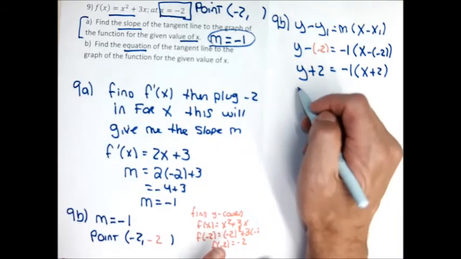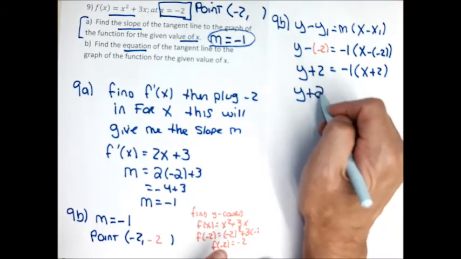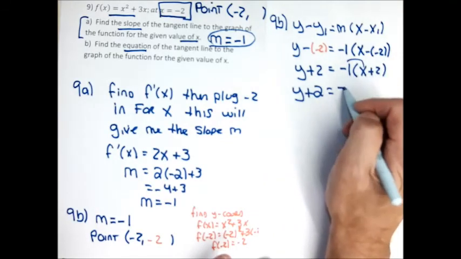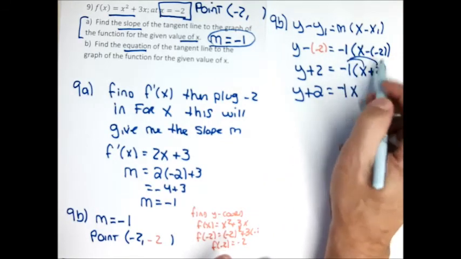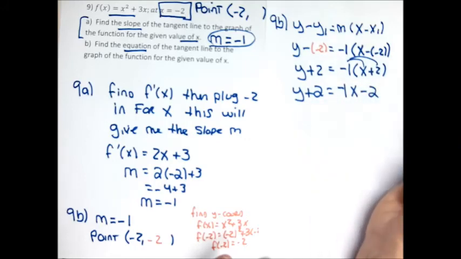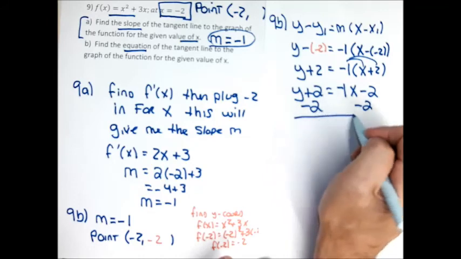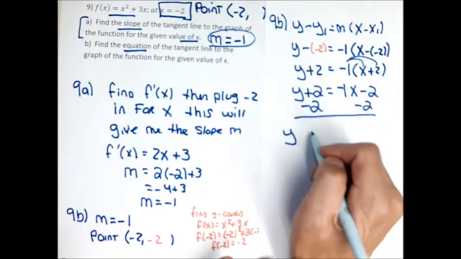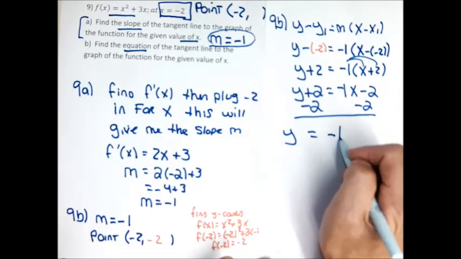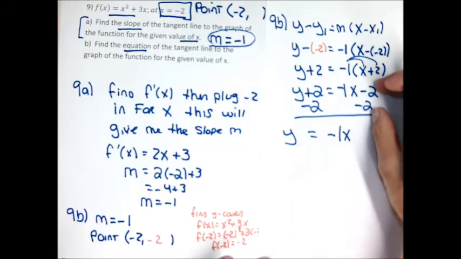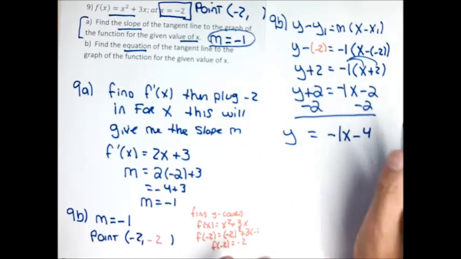I'm going to clear the parentheses that I put in by going -1 times x is -1x. -1 times 2 is -2. I'm going to solve for y by minusing 2 from both sides. On the left-hand side, the -2's cancel. I'm left with the y. On the right-hand side, both the numbers are negative. I'll add them and keep them negative.